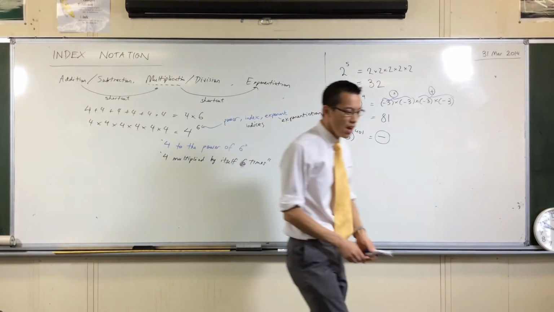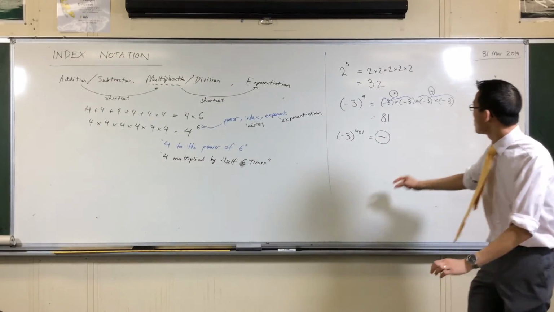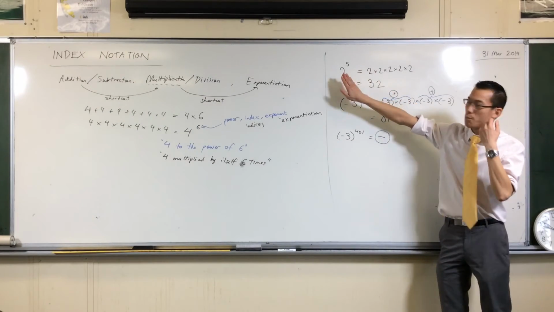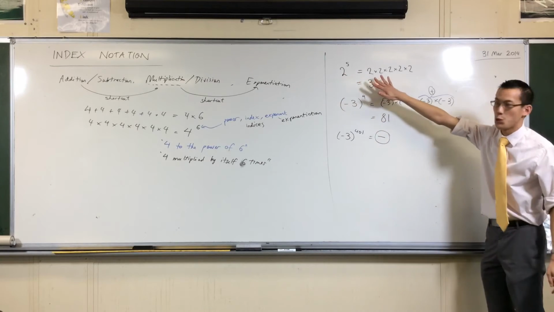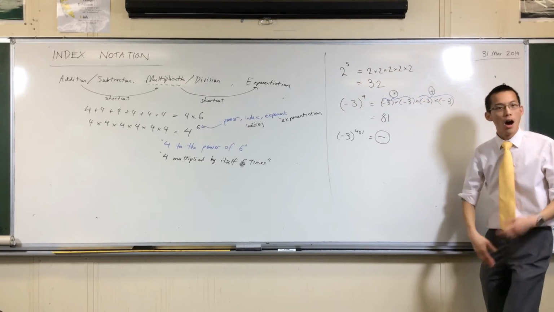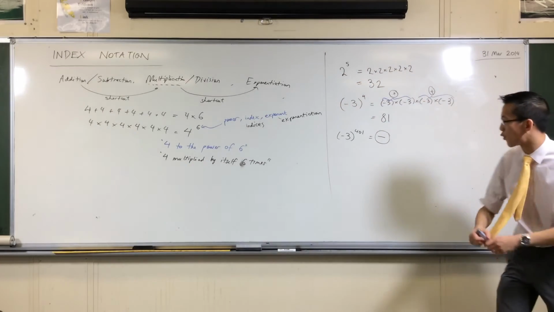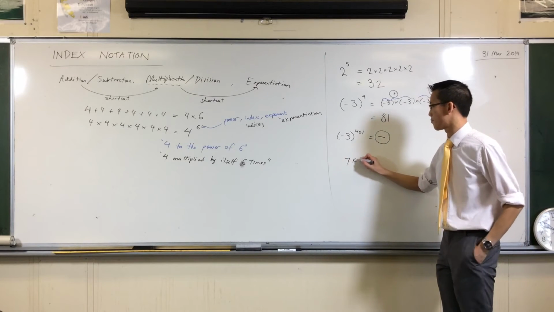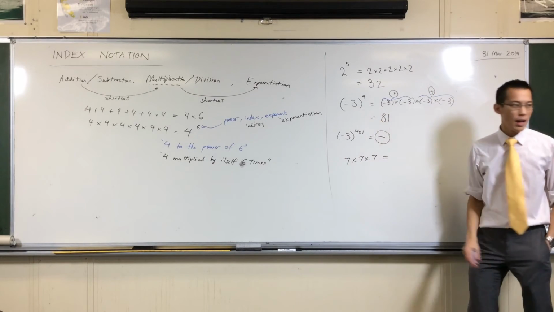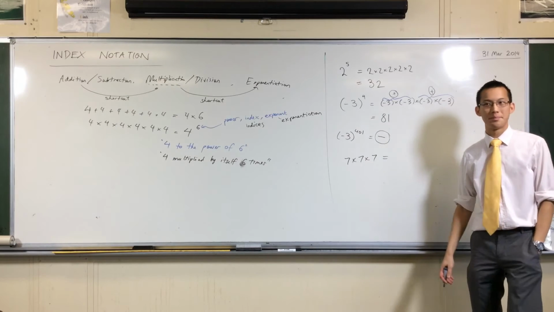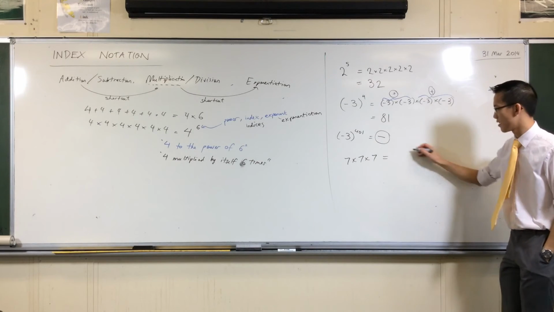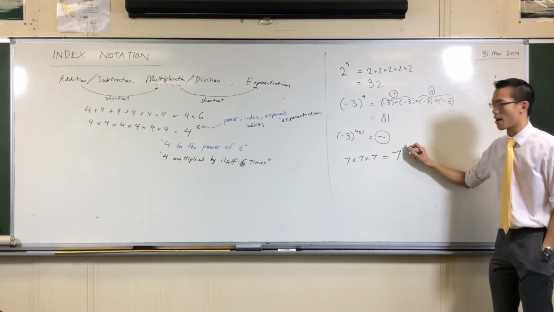Okay. All right, now that was going from index form to what we call expanded form. Obviously, you could go the other way. For instance, if I wrote this, how would you write that in index form? 7 to the power of 3.